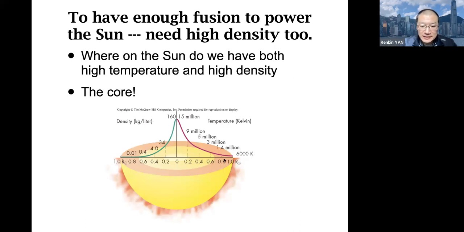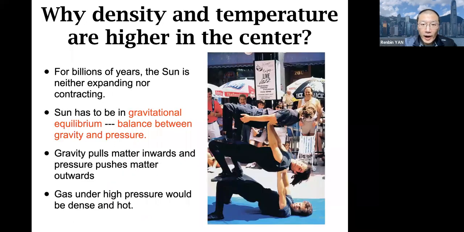The sun is hottest in the center, and it is also densest in the center. Why is that the case? This shows you a cross section of the sun. The left side shows how the density increases from the surface to the center, and you can see the center is much denser than the surface. The curve on the right shows the temperature change from the surface to the center, and the center is also very hot. Why are density and temperature much higher in the center?